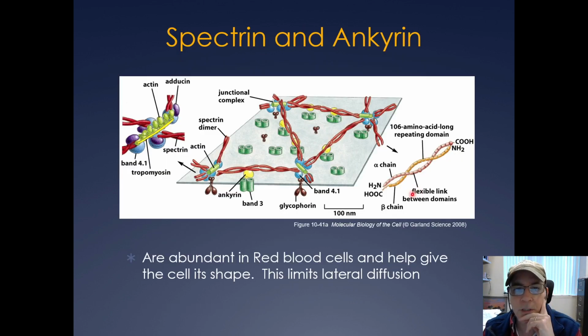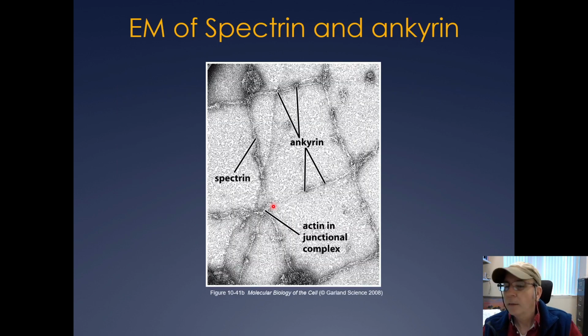What does that are these proteins called spectrin and ankyrin, where you have a spectrin dimer connected to actin, and then you can have other proteins associated like tropomyosin, and then ankyrin proteins shown in yellow. This will help hold everything together and give the cell its shape, right? And in doing this, it also limits the lateral diffusion of proteins like this glycophorin that's here as well.